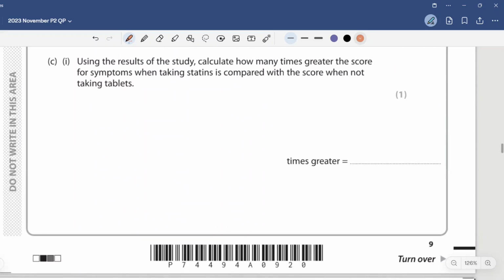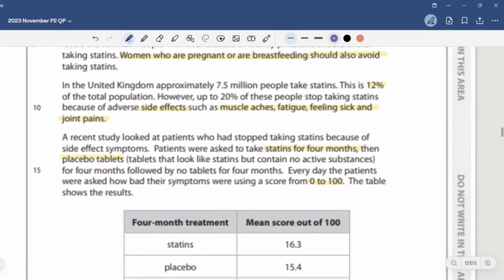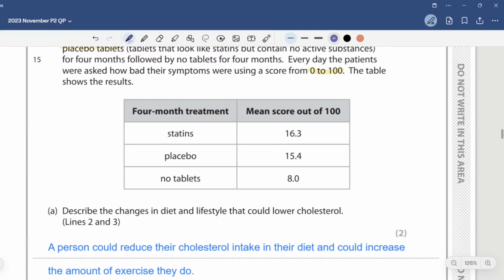All right, part C1. Using the results of the study, calculate how many times greater the score for symptoms when taking statins is compared to the score when not taking tablets. So with versus without. So that's the placebo. Oops. So with it's 16.3, and then no tablets is 8.